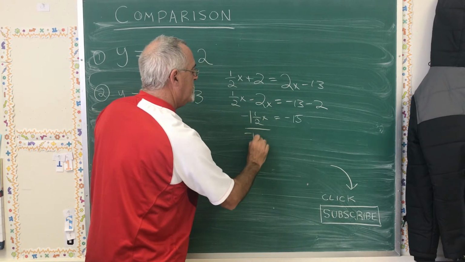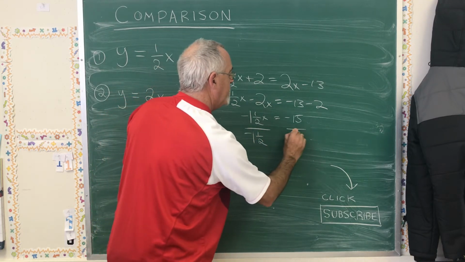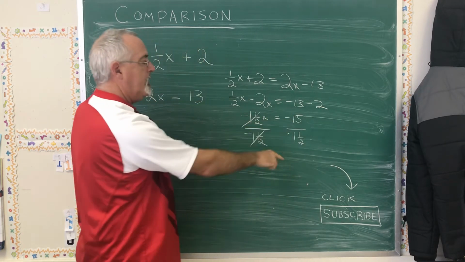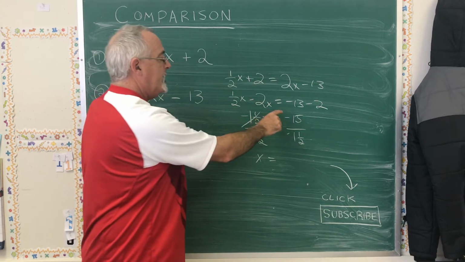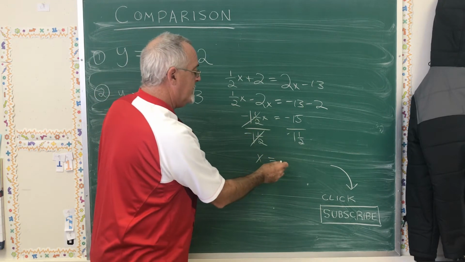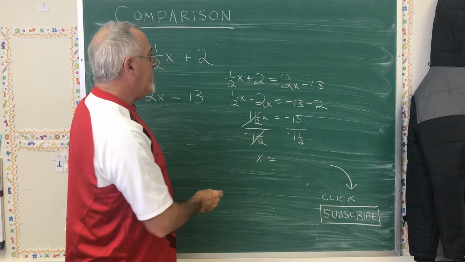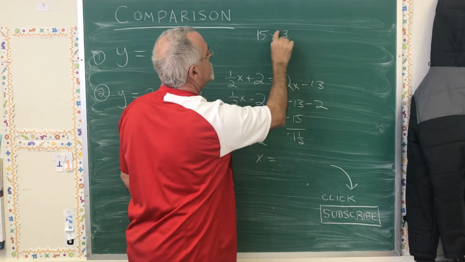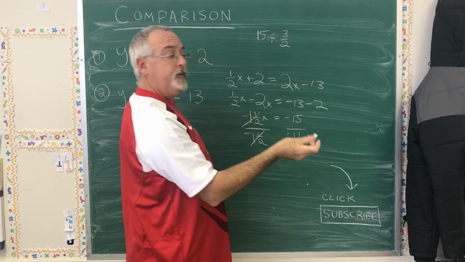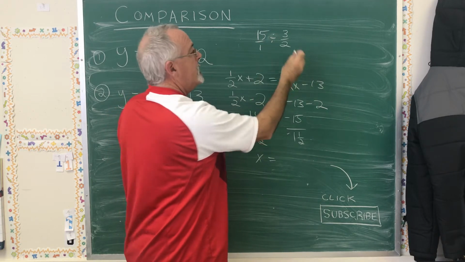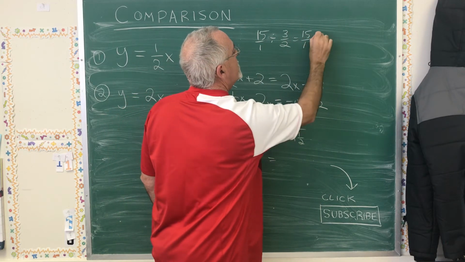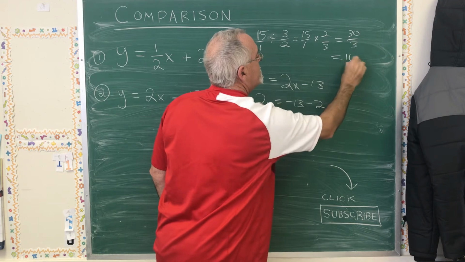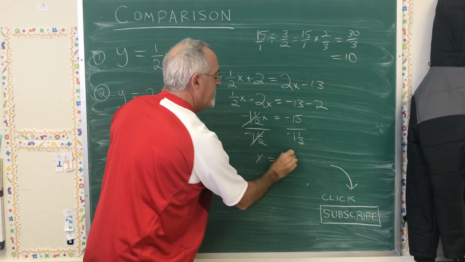I have to divide both sides by negative 1.5. These cancel. X is equal to negative 15 divided by negative 1.5. Negative divided by negative cancels so that we have a positive answer. And 15 divided by 1.5 is 15 divided by 3/2, which is 15 over 1 times 2/3. I get 30/3. I get 10. X equals 10. I'm not finished.